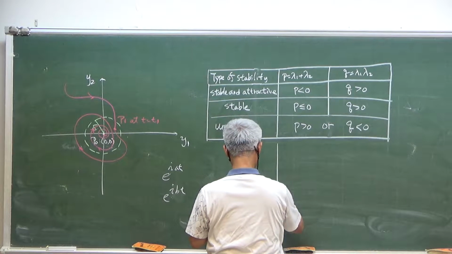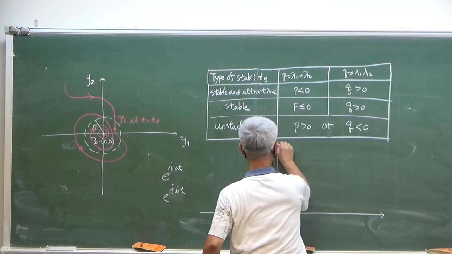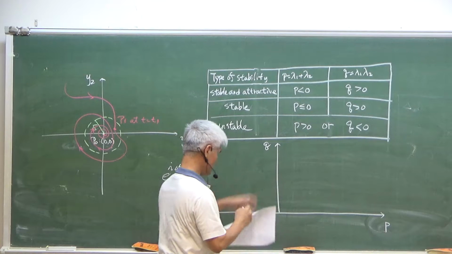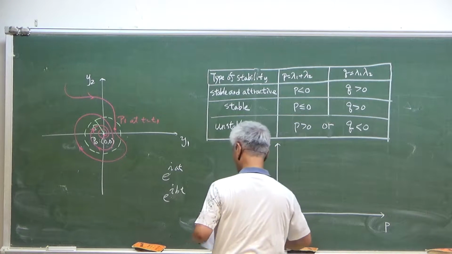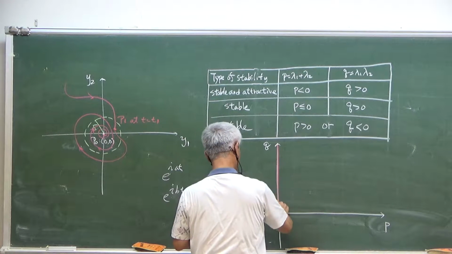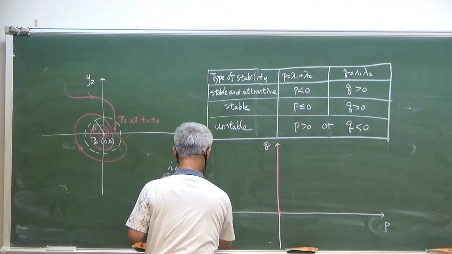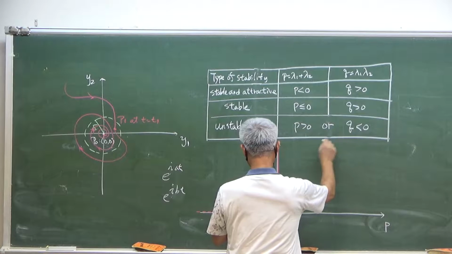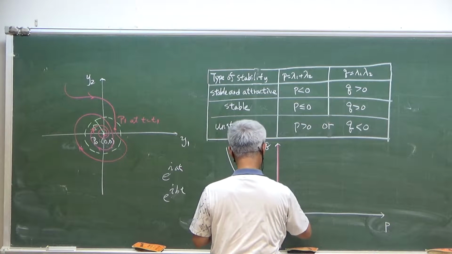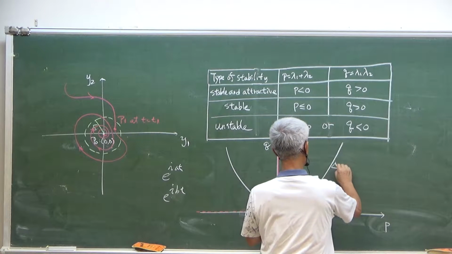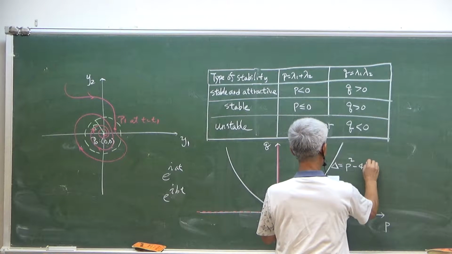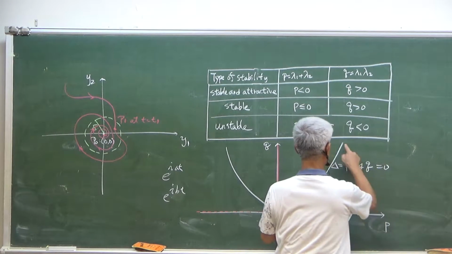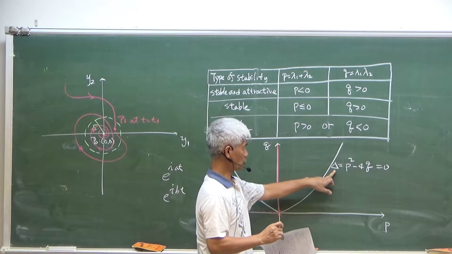So let me write down the P and Q plane, all right? This is not a phase plane. This is about P and Q. And we have quadratic functions. We have delta, which is equal to P squared minus 4Q. This is our discriminant, right? So the discriminant is a function of P and Q, and this is equal to 0. All right, so the curve corresponding to the discriminant equal to 0.